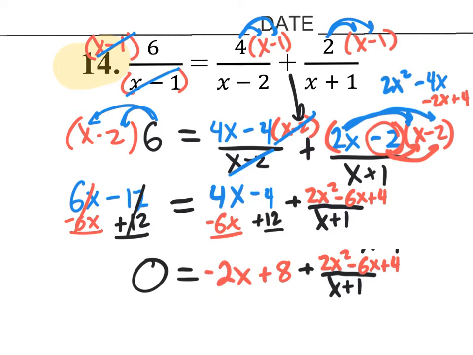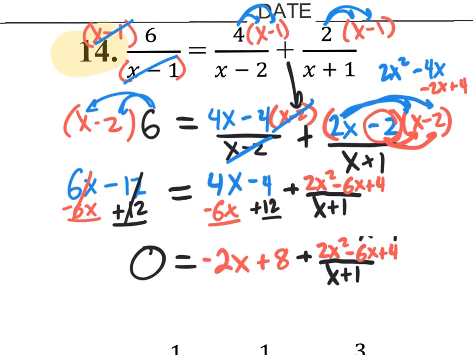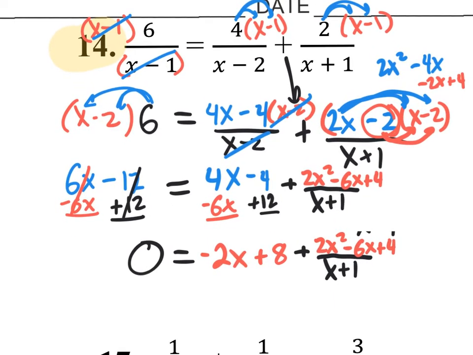And now I'm going to get rid of the denominator x plus 1 by multiplying everything by x plus 1. So I am going to multiply the 0 times x plus 1, which nothing happens. I'm going to multiply the negative 2x times x plus 1, and also the 8 times x plus 1.